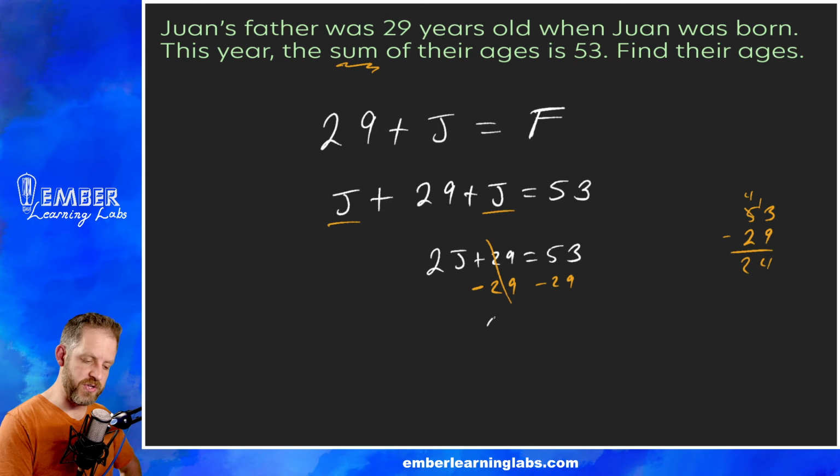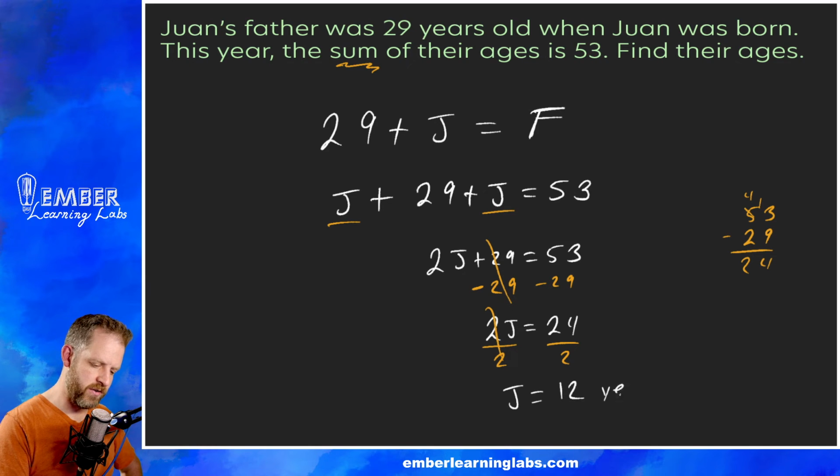So bring down the 2J. We didn't touch it. 2J equals 24. And then we're going to divide by 2. Divide by 2 on this side. And J is, in fact, 12 years old.